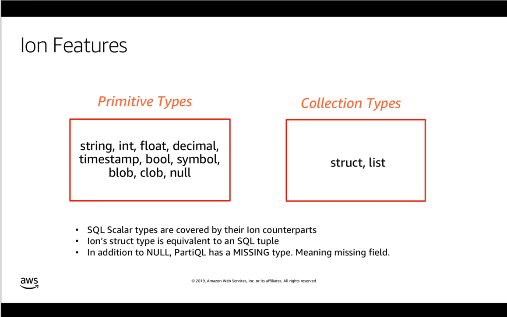Ion, like we saw earlier, supports both the primitive types as well as collection types. The SQL scalar types that you find commonly are covered by their Ion scalar counterparts, the scalar counterparts being string, int, float, decimal, timestamp, and so on. Ion actually adds support for specific number types, in which you can now be more specific about the type of the number that you're trying to store, which could be an int, a float, or a decimal. Ion also introduces an explicit data type called timestamp, in which you can manipulate timestamps as you would expect in native languages.